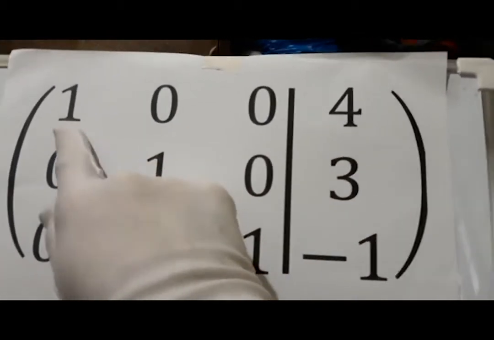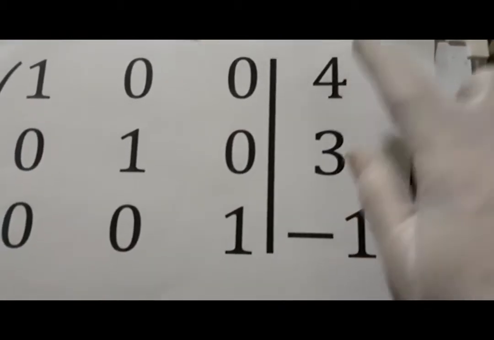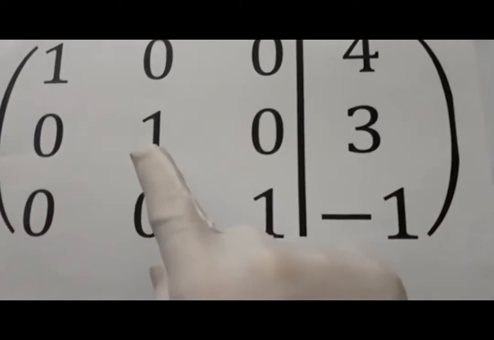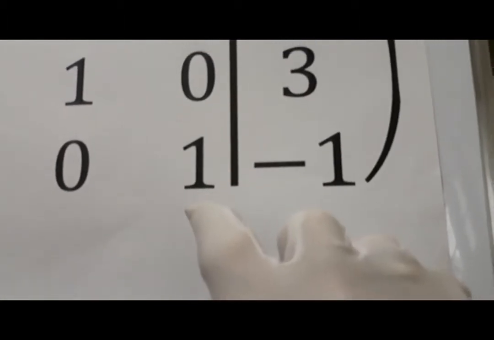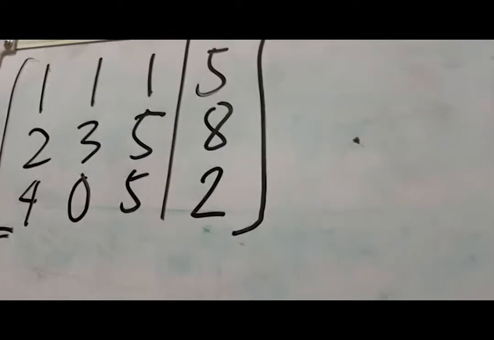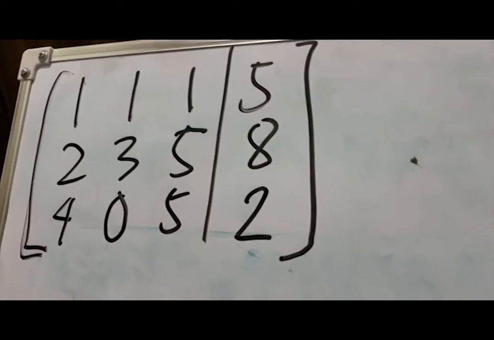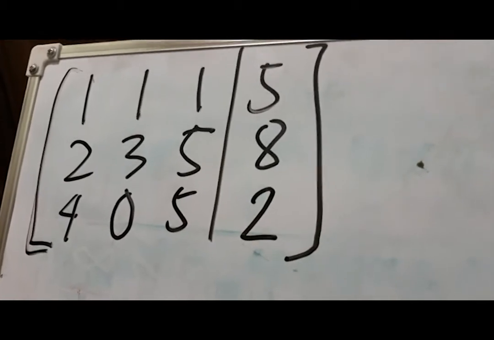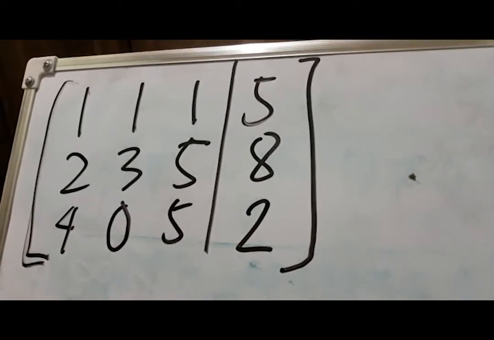I'll just explain what we mean by this reduced row echelon form. The first row signifies that we have obtained the value of the first variable, which in this example is 4. The second row means that we have the value of the second variable, which is 3. In the third row, we have obtained the value of the third variable, which is negative 1 in this example.